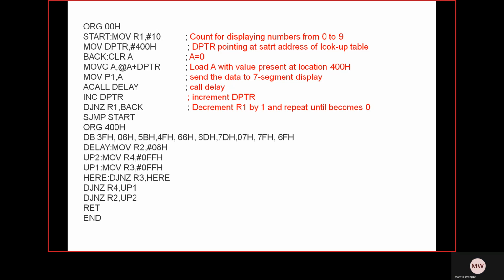For the delay subroutine we have to write the program: delay, MOV R2, #08H, then up to MOV R4, #0FFH, up 1 MOV R3, #0FFH. Here, DJNZ R3, here, repeats in that loop. Again DJNZ R4, up 1, DJNZ R2, up 2, and RET and END. That is the program of 7 segment.